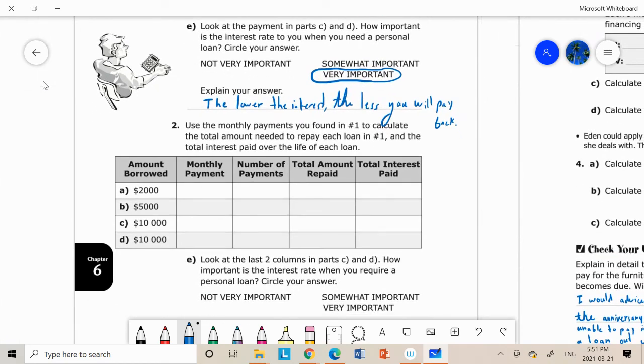Okay, use the monthly payments you found in question number 1 above. Calculate the total amount needed to repay each loan in number 1 and the total interest paid over the life of each loan. So life of each loan is the same as saying term of the loan.